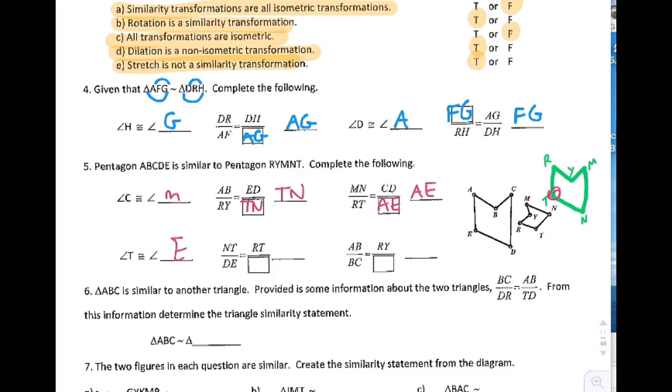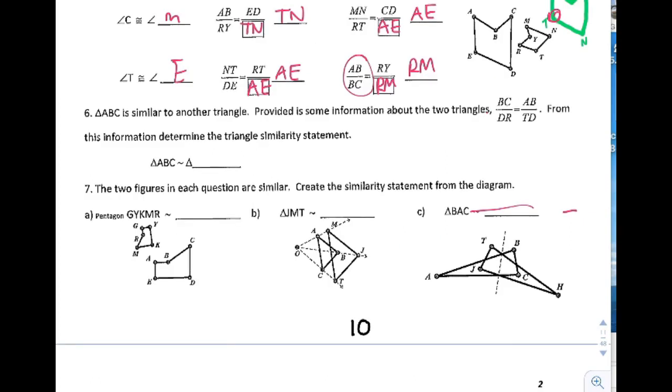Okay, now we have this next one, NT, DE. NT, DE, RT, AE. Follow what I did there. And the final one, AB over BC. ABC are Y, Y, M.